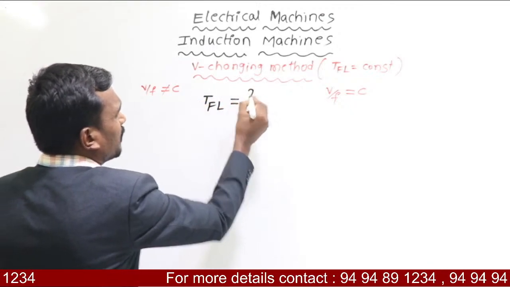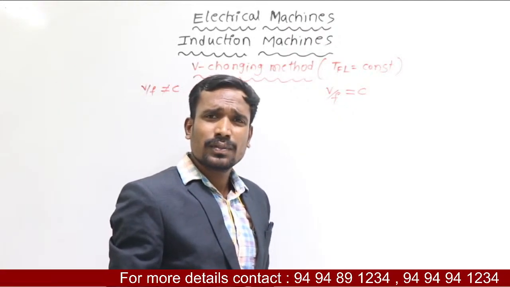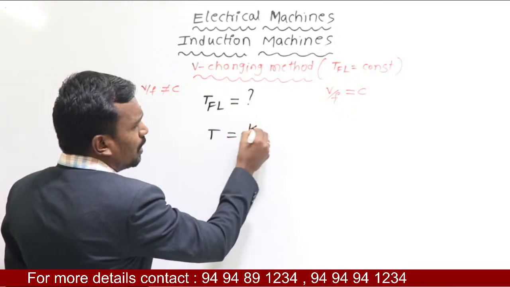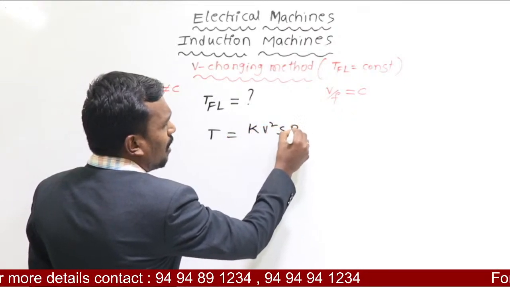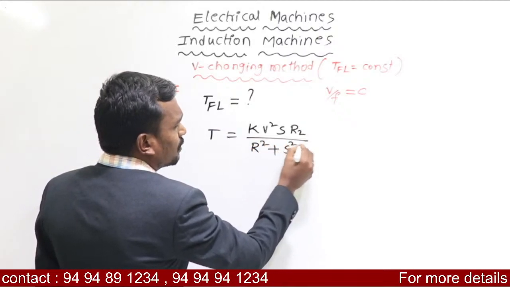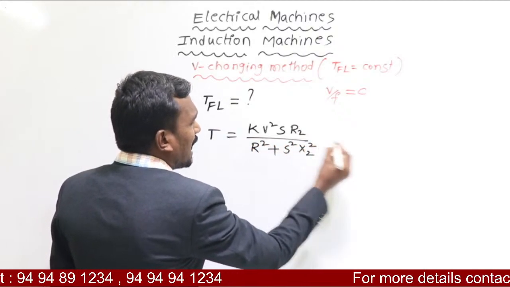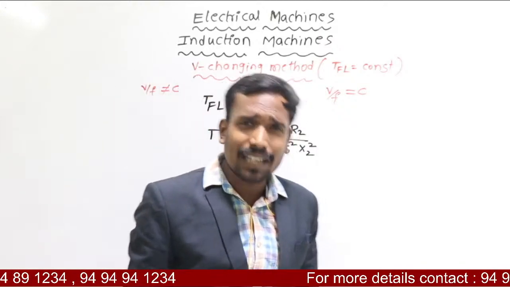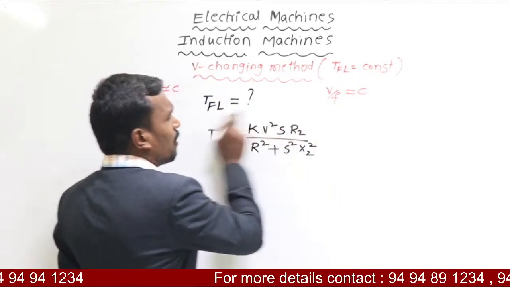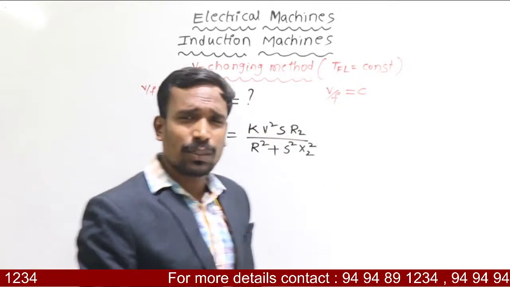What is the full load torque formula? First we have to derive this. The torque T is equal to K V square S R2 by R2 square plus S square X2 square. This is actually the formula of the torque. After a long derivation, we can get this formula.